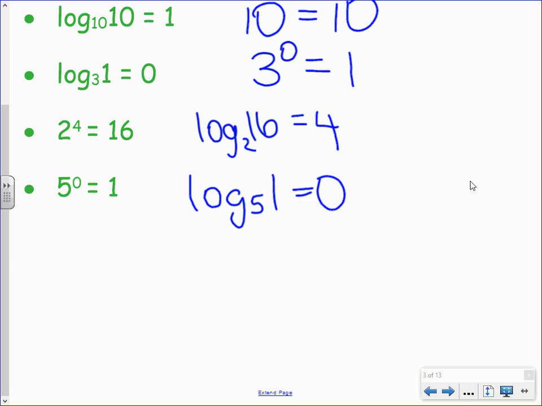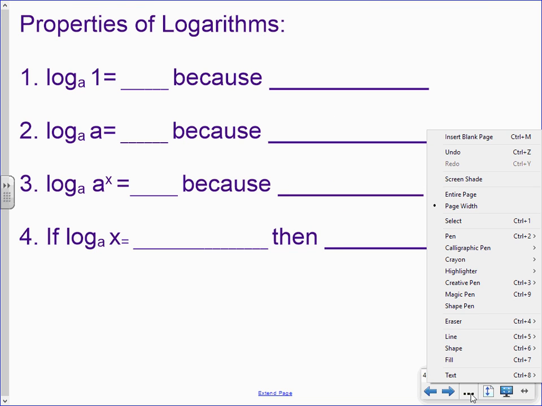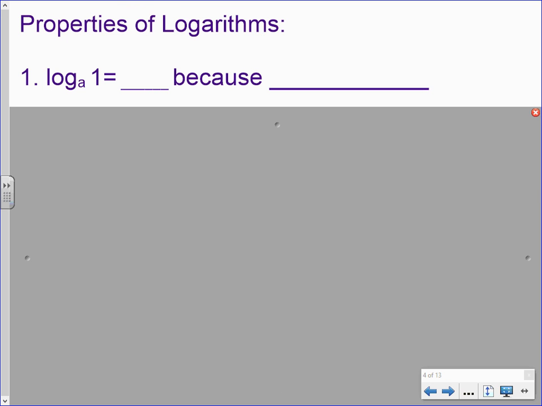Okay. Now I want you to just kind of take a look at what we did. There were some special logarithmic values that we worked with here in this list. So just take a look at it. Reference it if you need to. But we are going to fill out these logarithmic properties. Our first logarithmic property is log base A of 1.